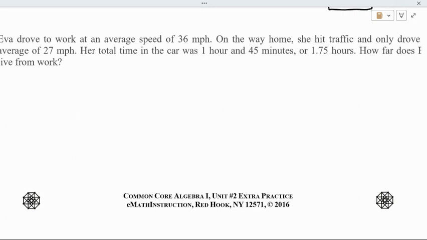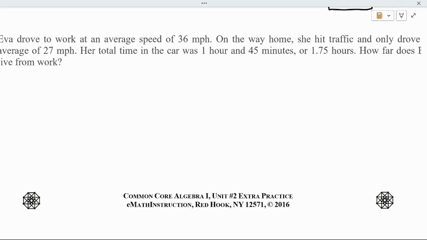What does it say? Someone drove, I don't have my notes. Can I read over your shoulder? I'm sorry. Eva drove to work at an average speed of 36 miles per hour. On the way home, she hit traffic and she only drove an average of 27 miles per hour. Her total time in the car was an hour and 45 minutes, or 1.75 hours. How far does she live from work?